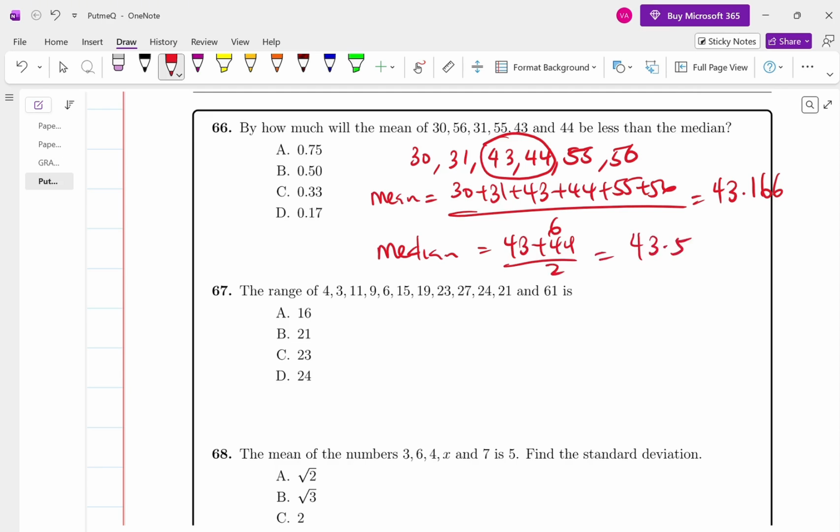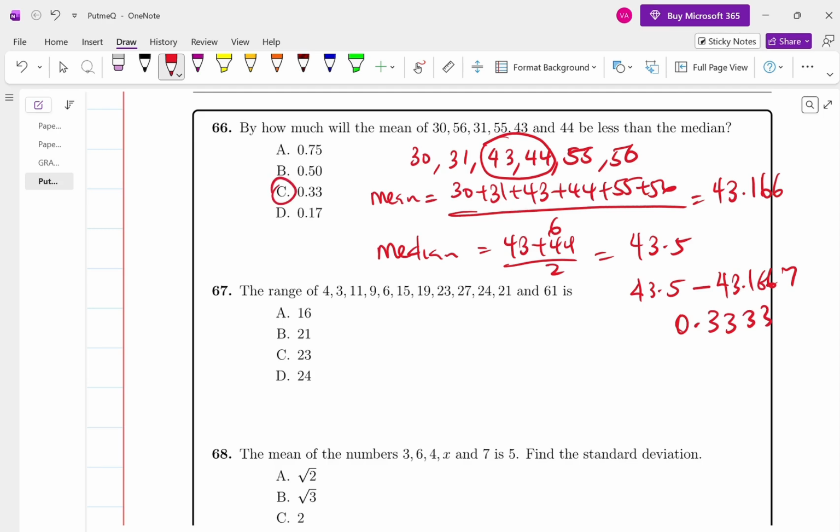It says, by how much will the mean be less? We could see that it's less. That's 43.5 minus 43.1667, so this is going to be 0.333. That's the answer when you subtract that.